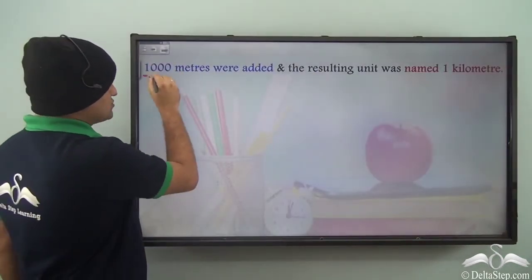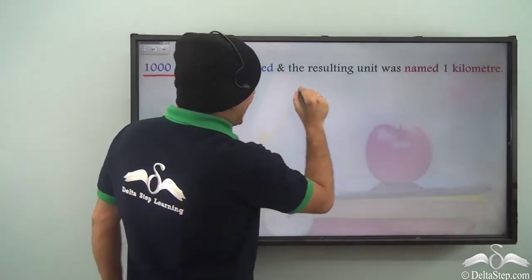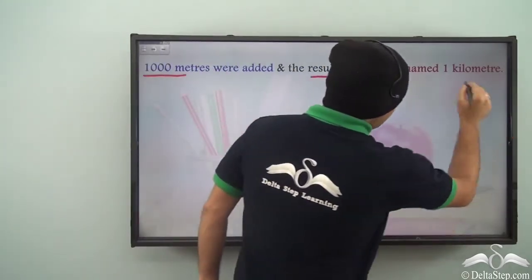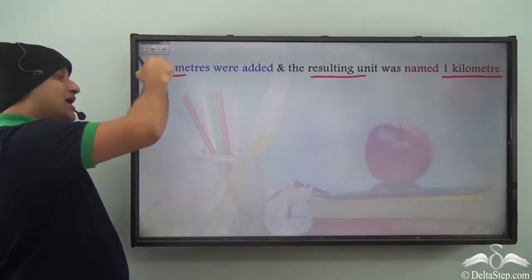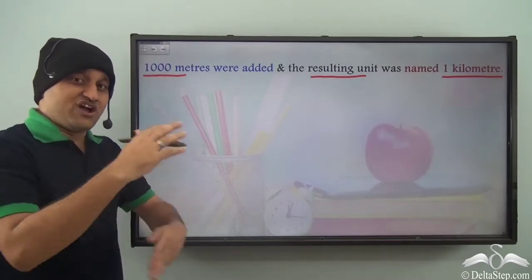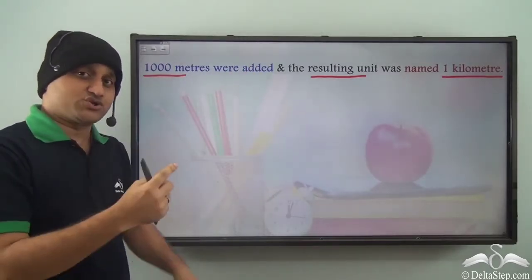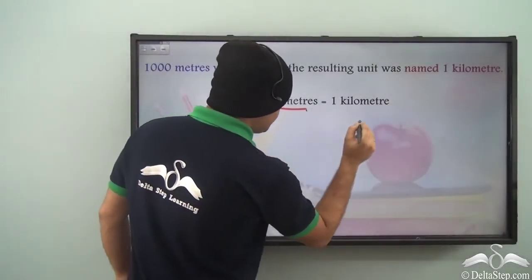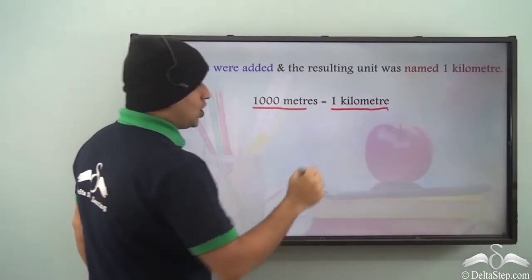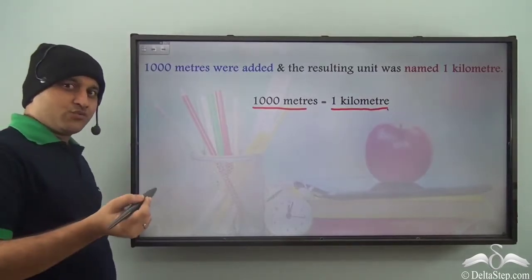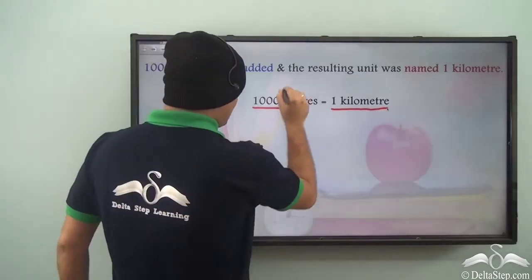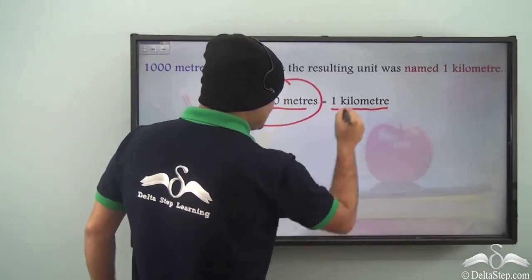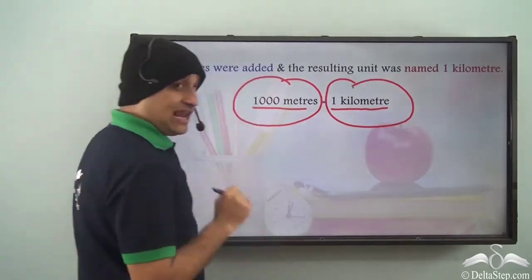So 1000 meters were added and the resulting unit was named 1 kilometer. So 1 kilometer had 1000 meters in it. So once you have measured 1000 meters, it is called 1 kilometer. So 1000 meters equals 1 kilometer. So whenever you need to convert meters to kilometers, you need to remember that 1000 meters is equal to 1 kilometer.